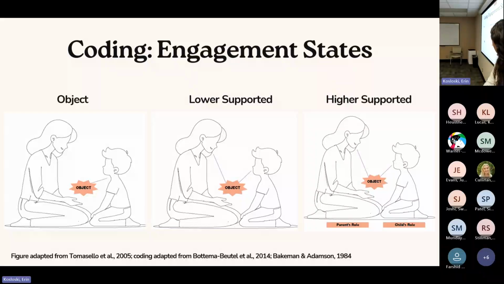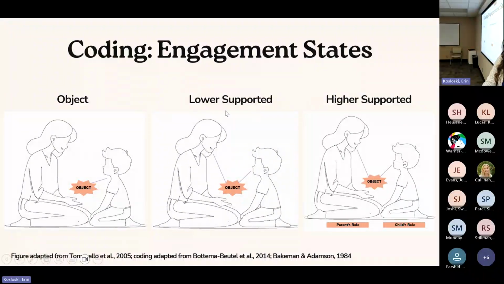So in these graphics, the solid purple line indicates someone acting on the object. And so on the left, we have object engagement. This is the most basic. We saw that example with the ball. I'm going to give examples of playing with blocks to try to differentiate the states. So this would be the child playing with blocks, doing his own thing independently. Mom is sitting there, but not playing with him.